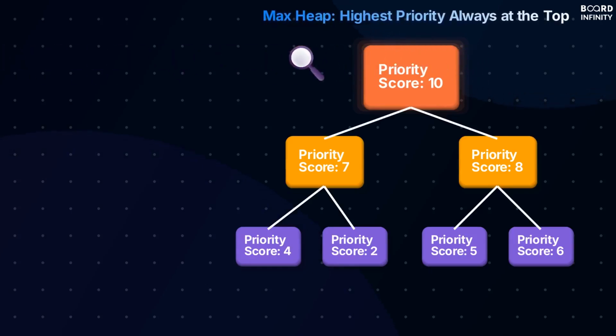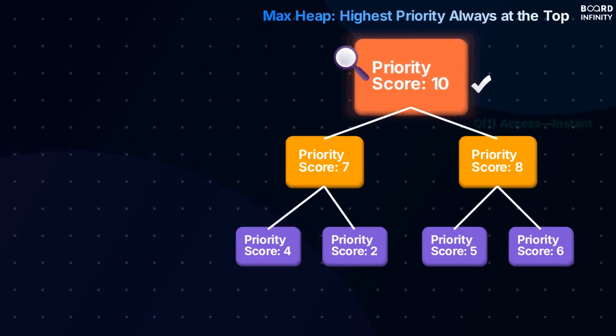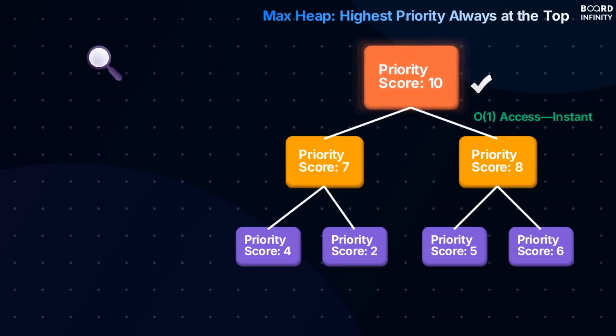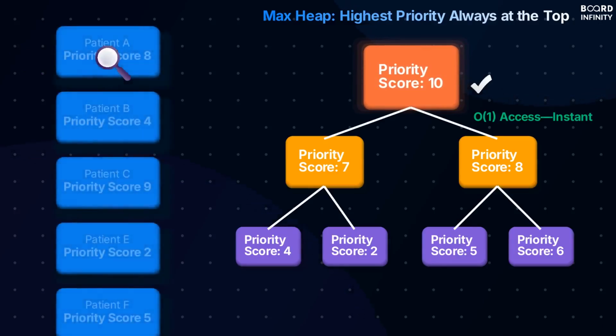Think of it like a VIP line at a concert. The most important person is always at the front. You don't sort the entire line by importance. You just ensure the VIP is ahead of everyone else. This fundamental difference is what gives heaps their speed advantage, allowing O(1) access to critical information compared to O(n) for an unsorted list.